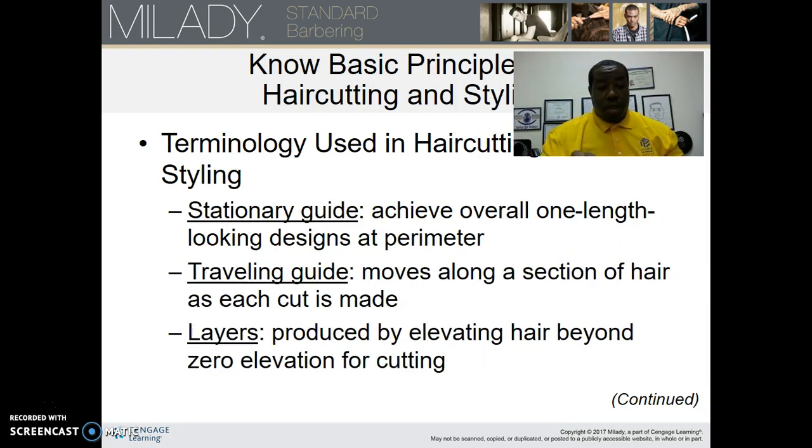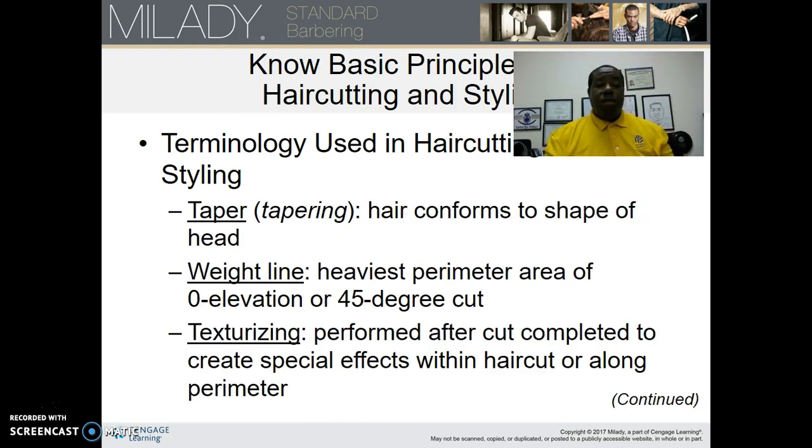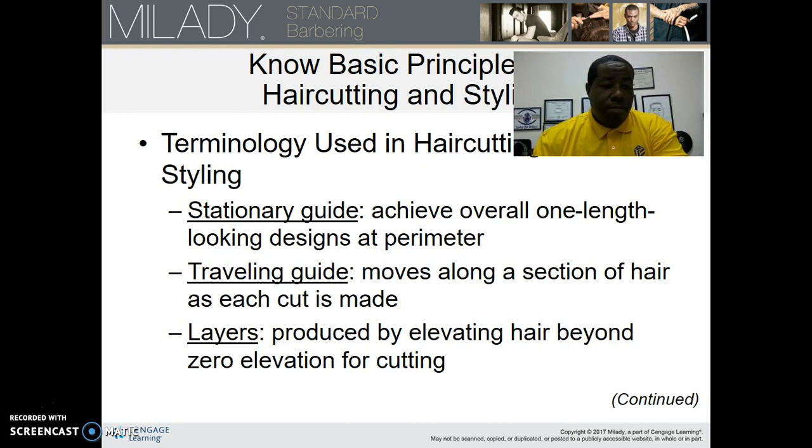Okay? And that's what we're talking about here in our next slide, the stationary guide versus the traveling guide. And we see the differences between the two. You're going to want to be able to understand whether you're using a stationary guide or a traveling guide, and continue to use that same guide throughout the haircut. Okay. Again, actually I'll go back to that, I'm sorry, before I move to the next one.